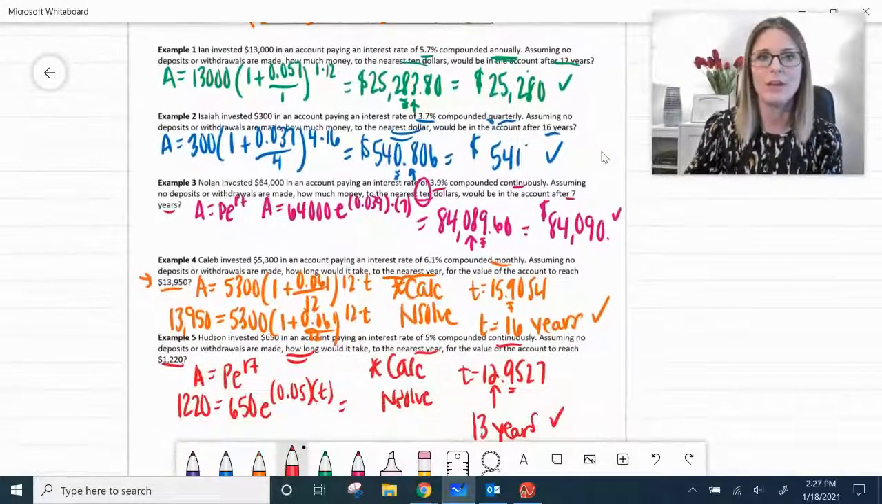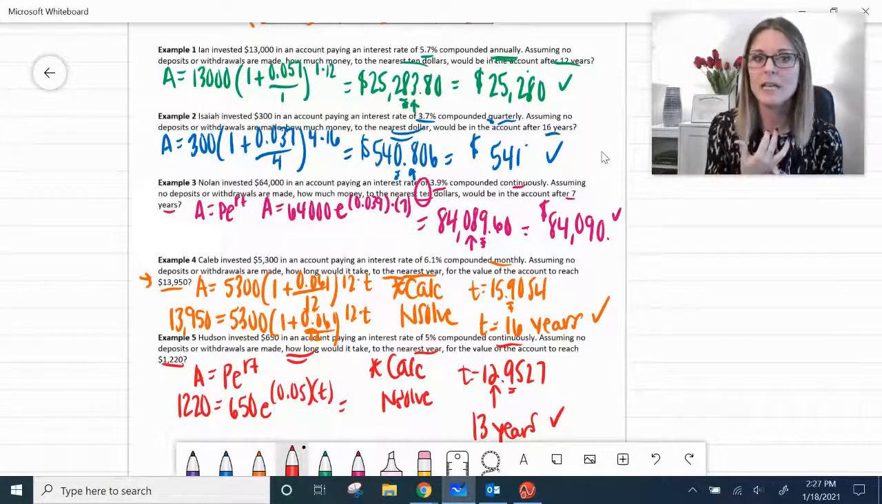And there are your problems. On Delta Math, you've got a mixture of solving compound interest problems, and then you've got a second section that's called solving for time. That's where you'll need your InSolve to help you solve for that variable. So let me know if you have questions.